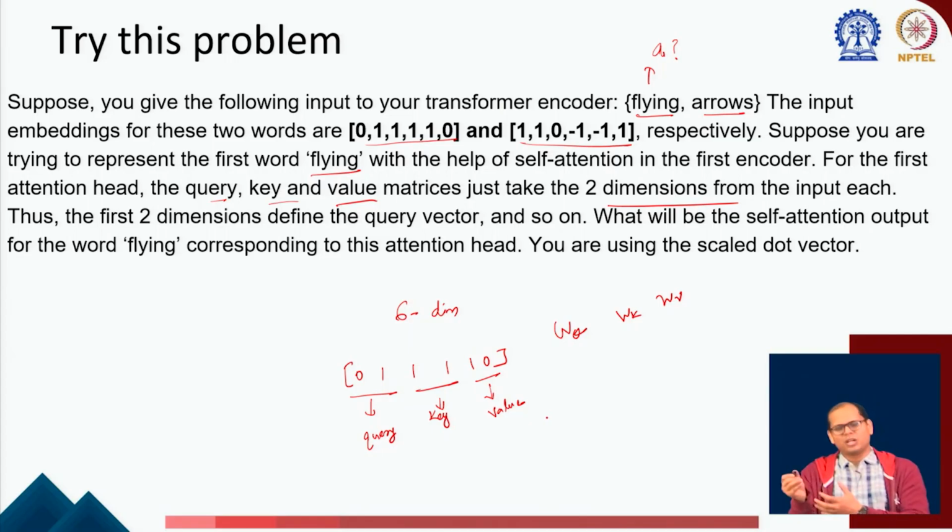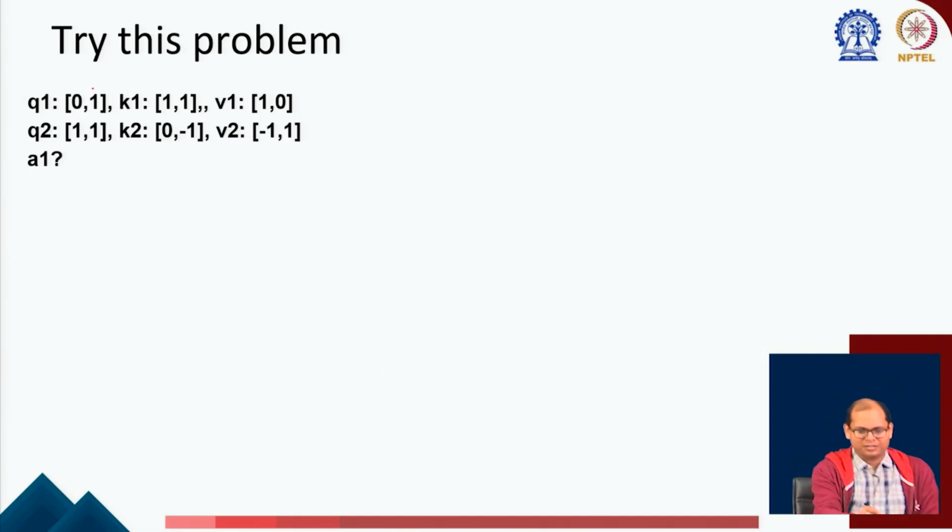So, you can get it for both the words. Now you are using self-attention with scaled dot product. So, what is the self-attention output for the first word? How would you get it? It is not very difficult now. I have to get the query, key and value for both the words first of all. So, let us say we have done this, 2 dimensions each, Q2, K2, V2. I need to find out A1. How would you do that?